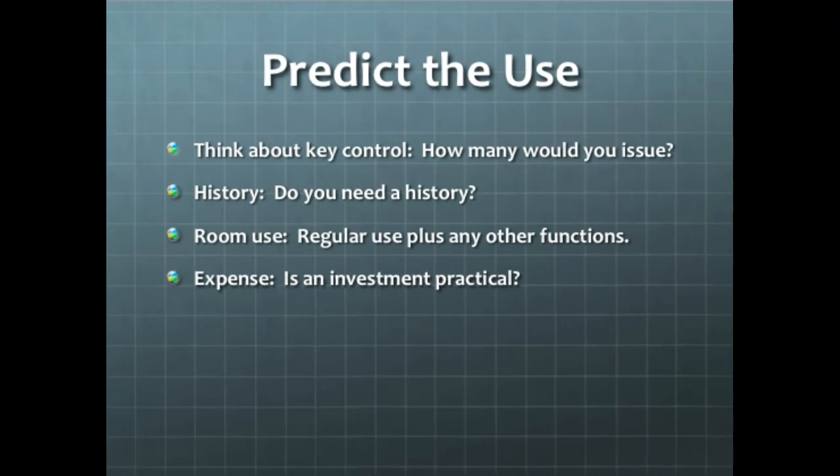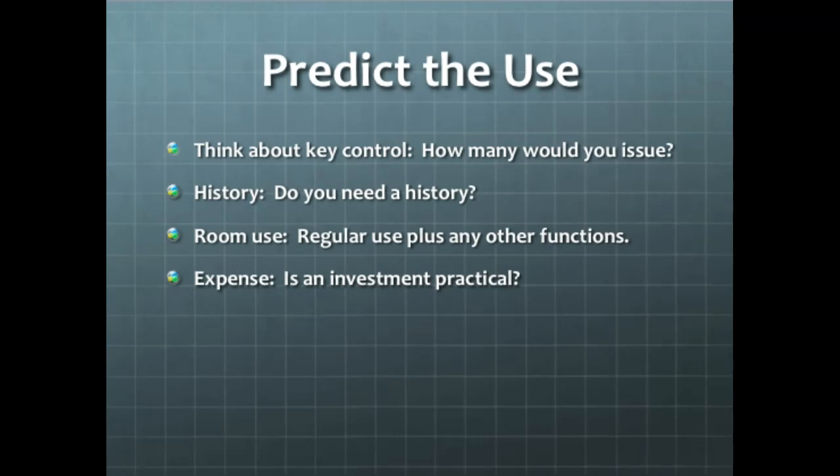You're going to think about things like key control. How many keys would you have to issue if you had a key on the door? Do you need a history? Do I want to know who went in and out of this room at any particular time? The more private an office is, the less likely you're going to have that, because there'll only be 1 or 2 people. Like an executive's office, they seldom have card readers on their door because they're the only ones who should go in and out, and they're the only ones who carry a key. So anytime there's entry, you know who went in because they have the key. Are there any other functions for the room?